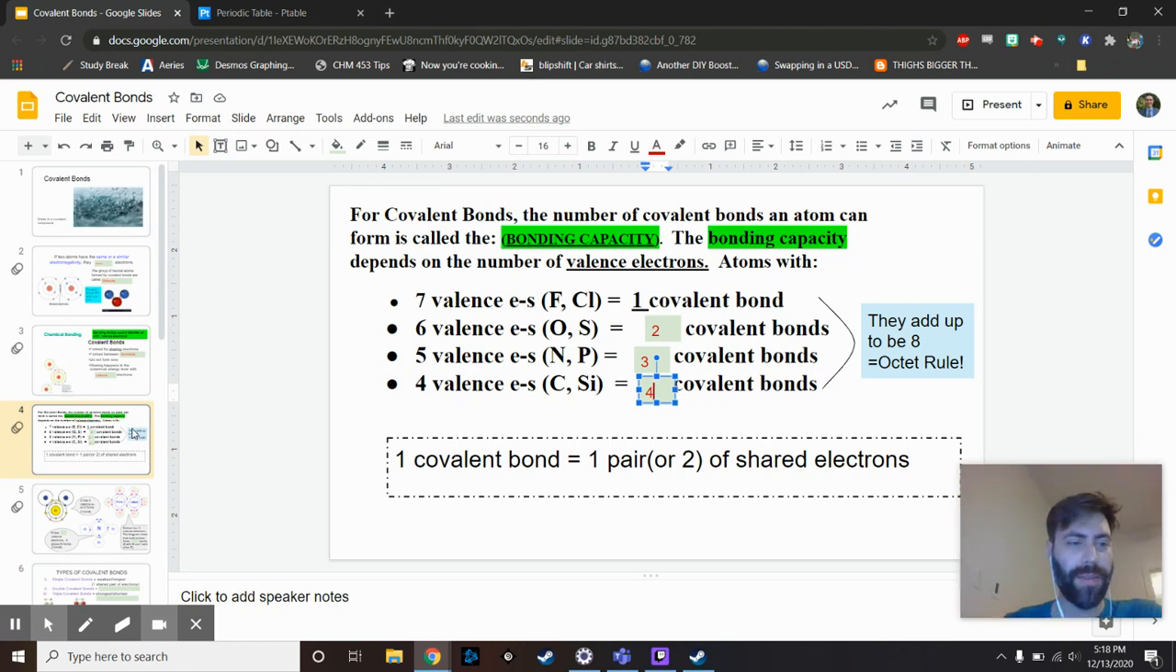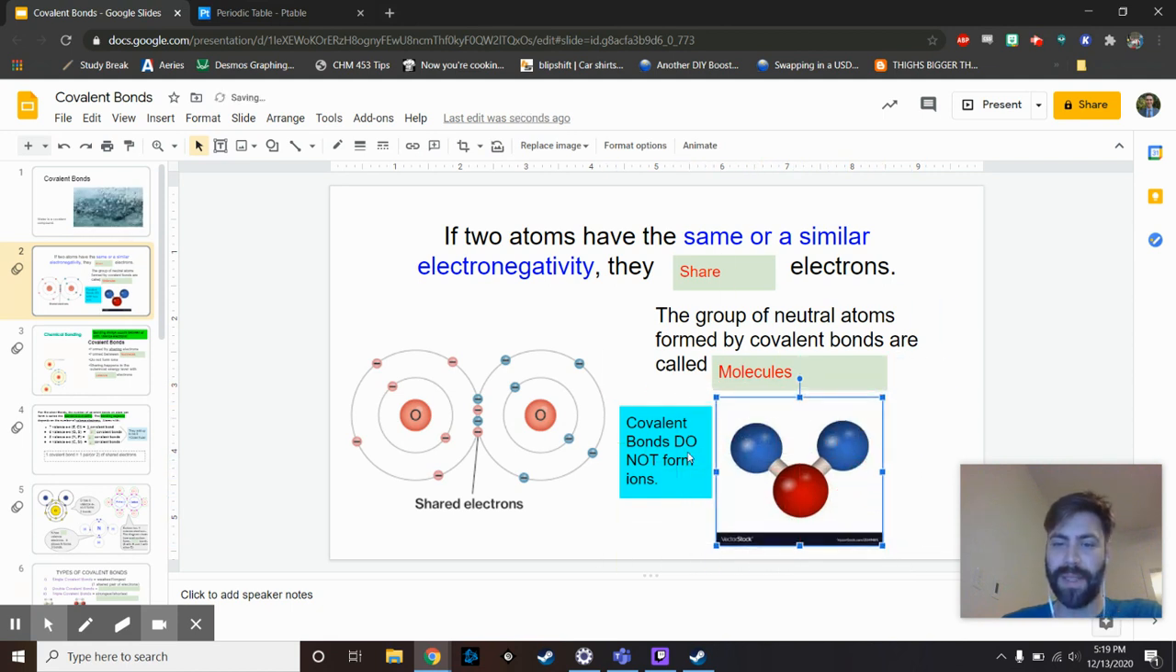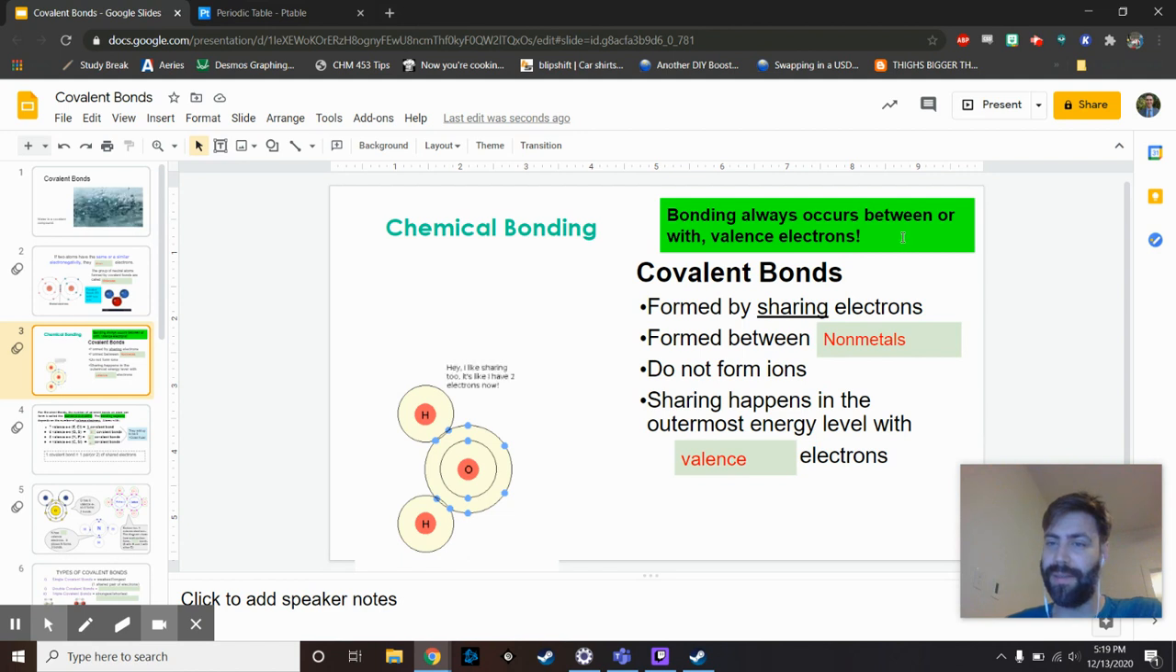So I will be making a few more videos for these other slides. Again, the quick sum up for these first couple slides. Covalent bonding is about sharing electrons. Which electrons? The valence electrons, okay? And the group of neutral atoms that are formed by this type of bonding are called molecules. And we see I have a picture of a molecule right here. And it's important to know that these covalent bonds do not form ions, like ionic bonding, okay?